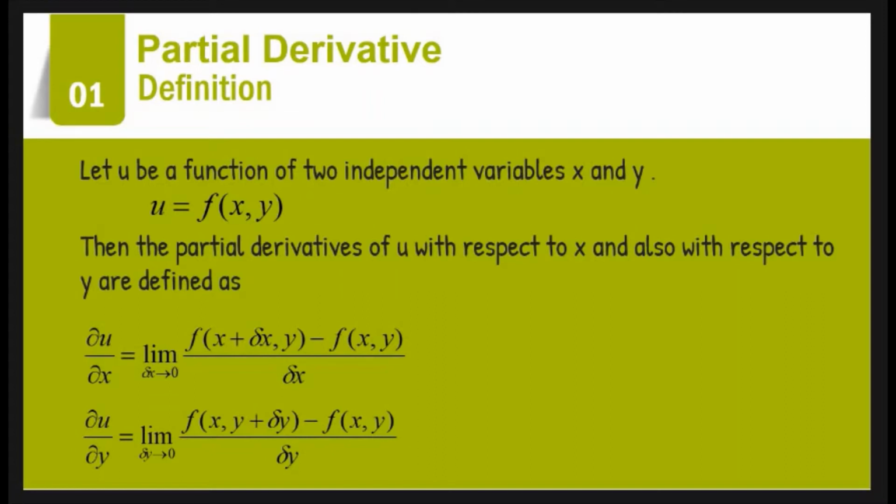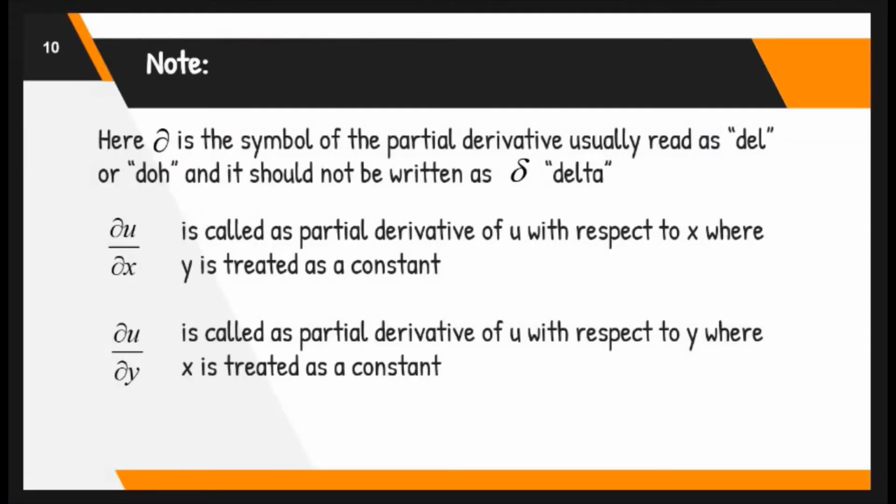Now let me explain how these notations are used. If you notice, we call this symbol either del or dou, but I usually prefer dou. I have seen many students confusing this partial derivative symbol dou with delta. Now this is delta. I have seen students replacing this with the partial derivative. Please avoid such mistakes. I have told you earlier what dou u by dou x is and what dou u by dou y is.